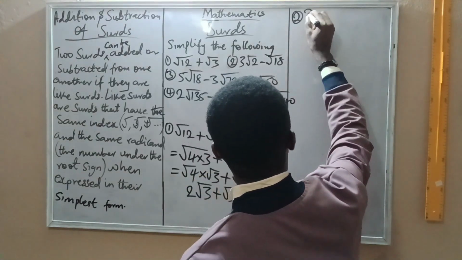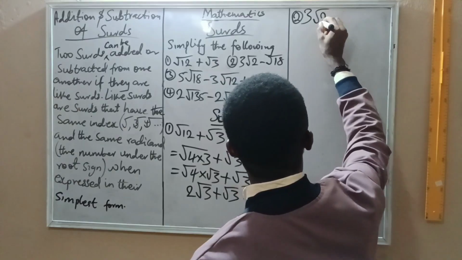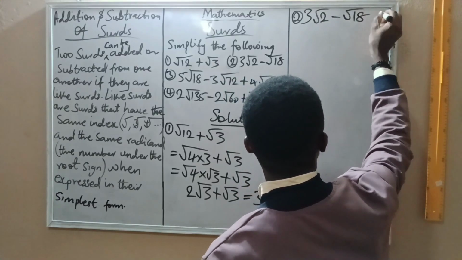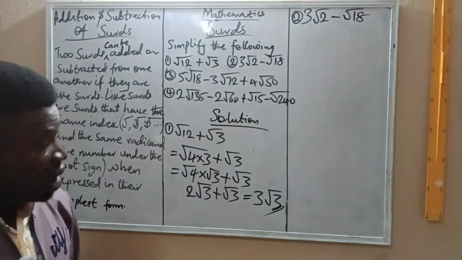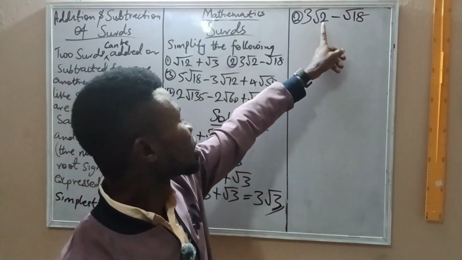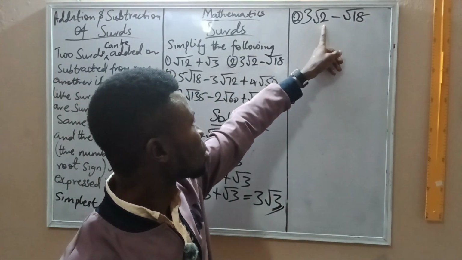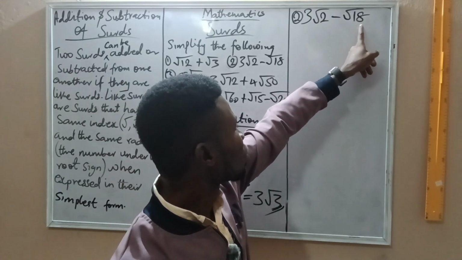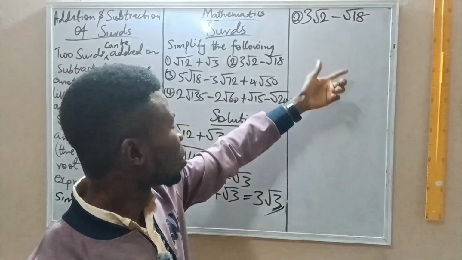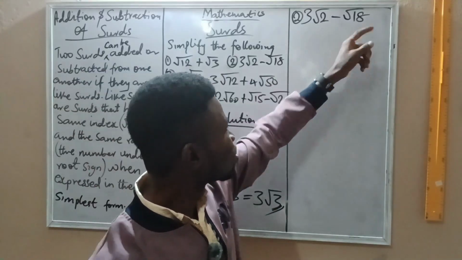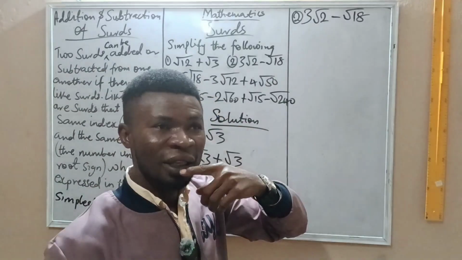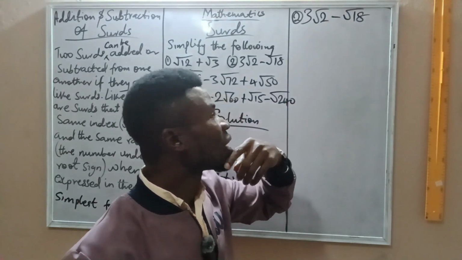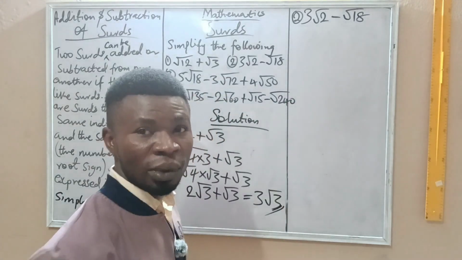Number 2 says 3 surd 2 minus surd 18. Now, like I said, we've seen that this one has a surd 2, and we try to find a way to get surd 2 under this one. That means the first thing we need to do is to divide 18 by 2 and see if the number that we get will be a perfect square. And of course, if 2 divides 18, we get 9. And 9 is a perfect square, isn't it?